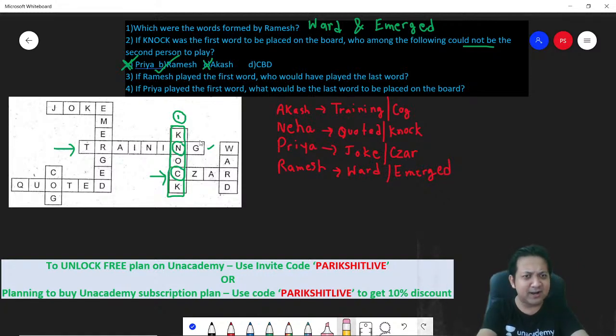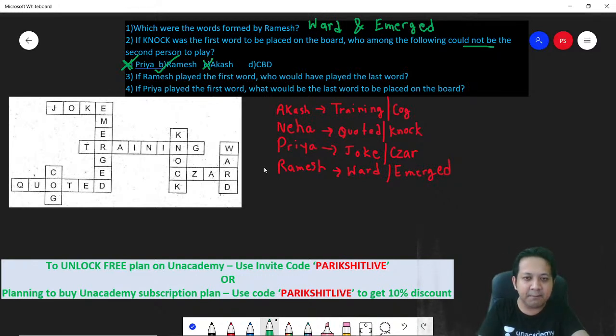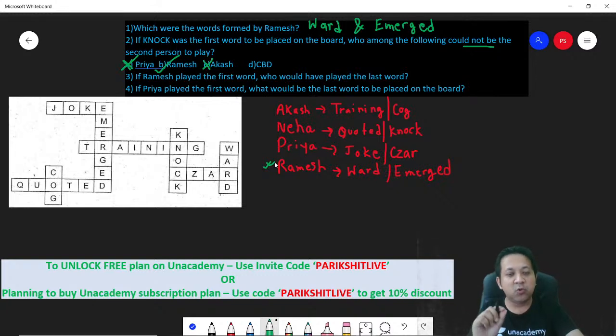I hope you again understand this. Very easy. Right? Third one. If Ramesh played the first word, who would have played the last word? Okay. Ramesh played the first word. Think about it. Ramesh playing the first word means there are two possibilities. The word could either be word or emerged. Now let's have a look.